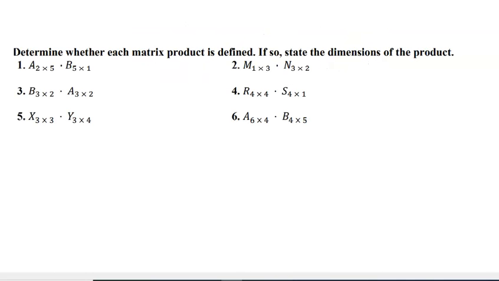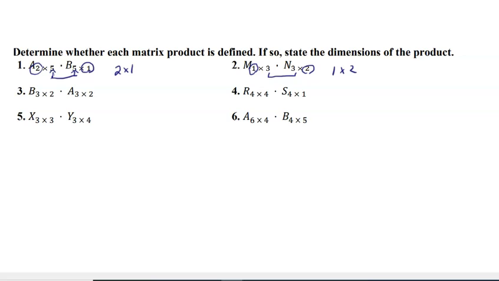Here's just determining whether the matrices are defined. If so, we're going to state the dimensions. So all we're doing is looking at these two numbers here and here. If they are the same, then the matrix product is defined. So they're both 5s, so this is defined. Then the new matrix uses these two parts, so we get a 2 by 1. Again, on number 2, we're looking at these two numbers. They are the same. So the matrix we get out is a 1 by 2.